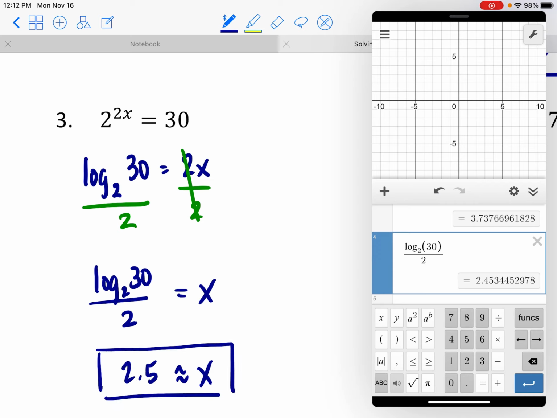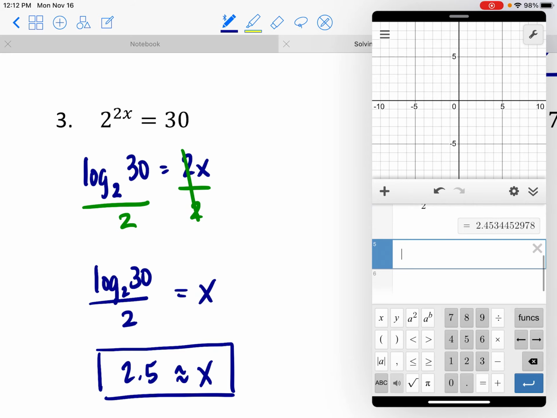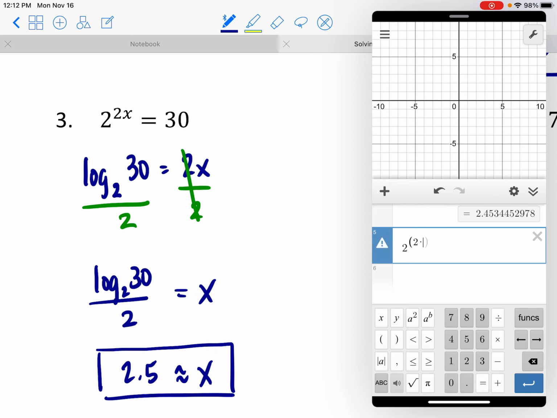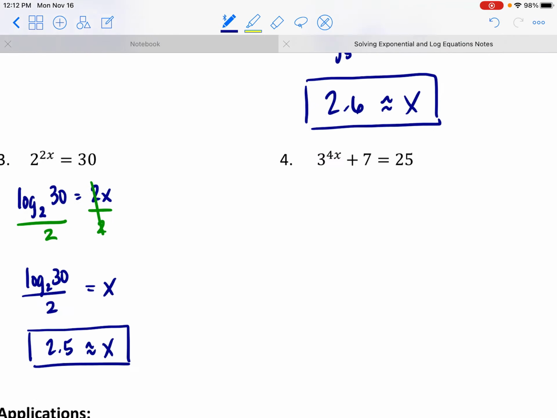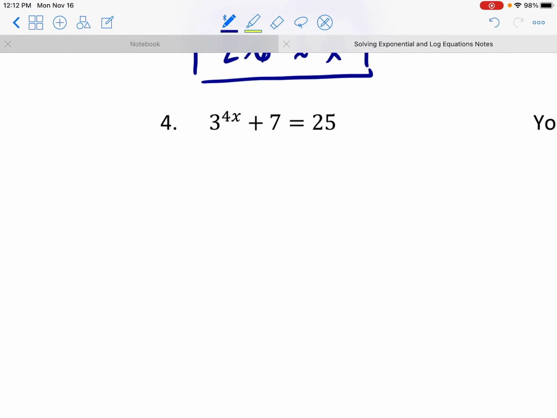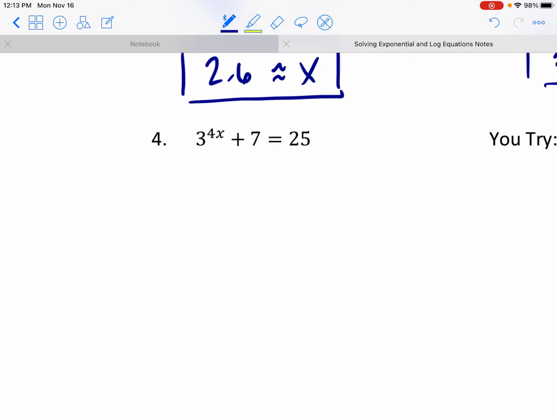And if I wanted to just be sure and check this, let's see, 2 raised to the 2 times, now I'm rounding this, so let's just say 2.45 here. I get 29.8. It's not exactly 30, but that's because my answer is rounded, but I can still verify that I'm getting close with that approximation. Okay? And here, again, we want our exponential piece to be by itself before we do anything.